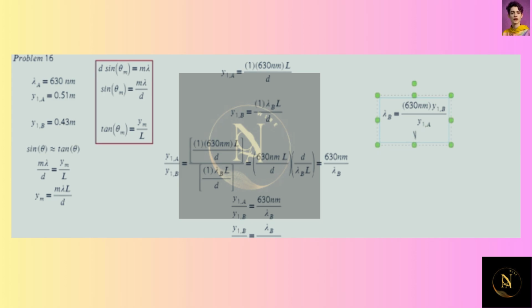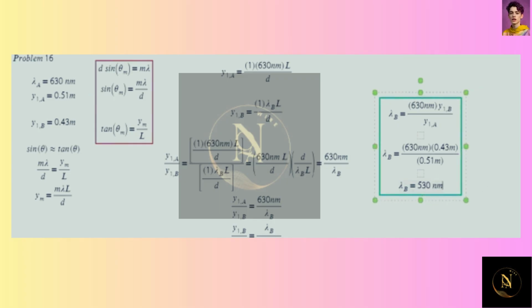Now we plug in all the values. y1b is 0.43 meters and y1a is 0.51 meters. Meters cancel out with meters, leaving nanometers. So our lambda b is in nanometers, and this comes out to be 530 nanometers for our final answer. This concludes problem 16.